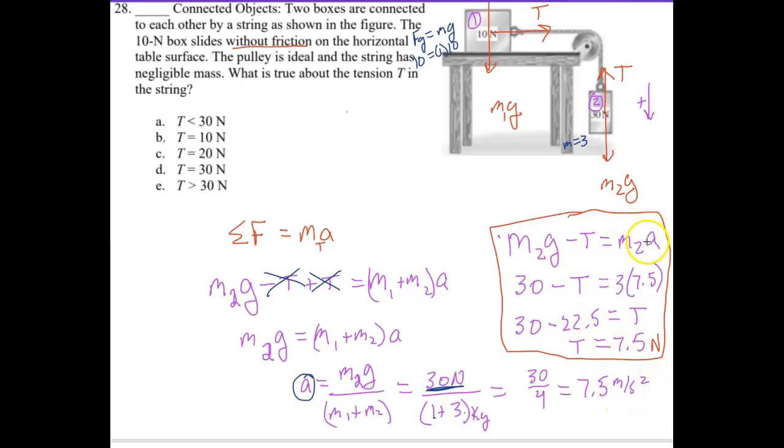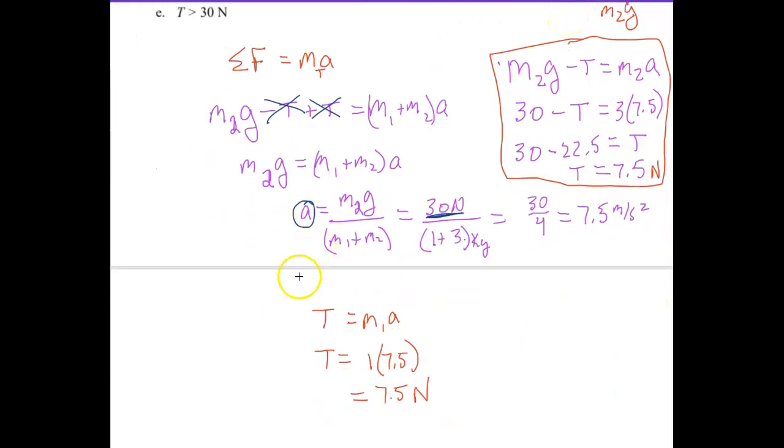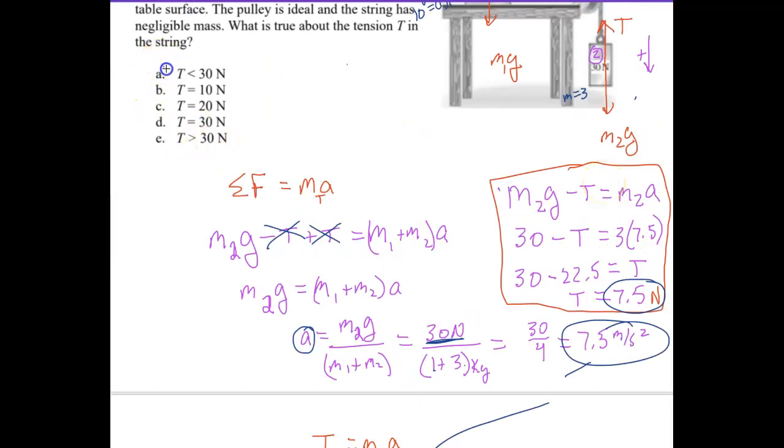So now I'm going to solve for the tension in this string. So I want to solve it just for this part. When I do that, I get 7.5 newtons. I should have done the one up top because the equation for it is the tension is equal to m1 times the acceleration. So my acceleration is 7.5. So I put that here. The mass of that top box is only 1, so that's also 7.5 newtons. They should be the same. So your answer here is A. The tension has to be less than 30.